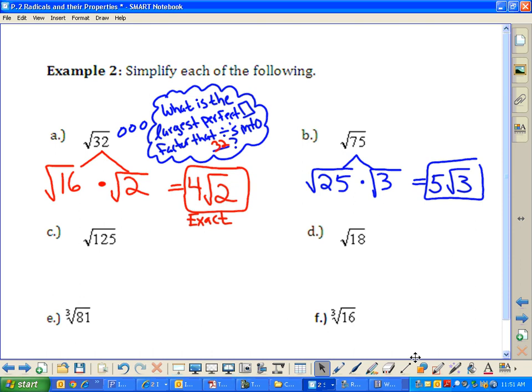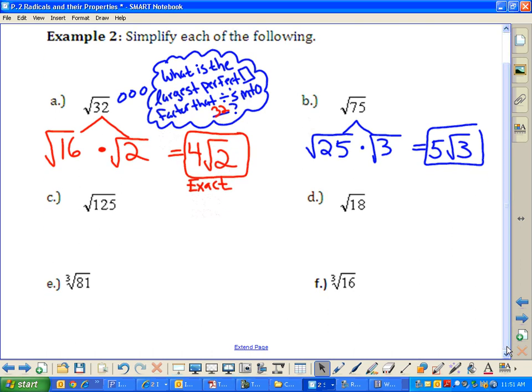Part C, square root of 125. What is the largest perfect square that goes into 125? Good, Eddie. Yep.